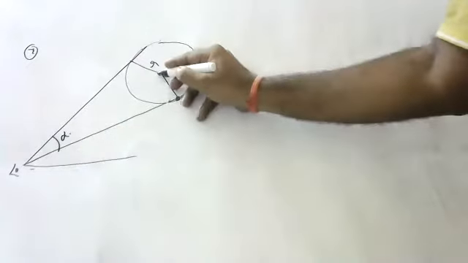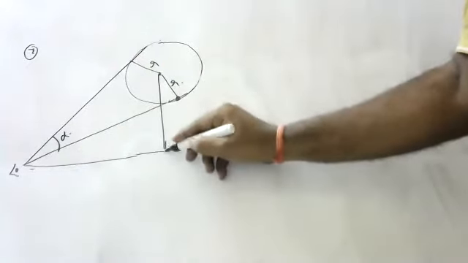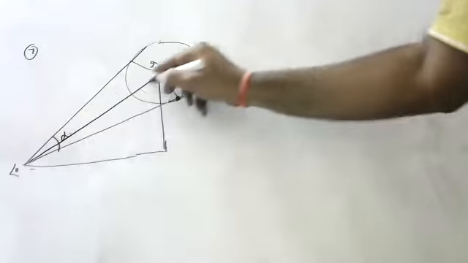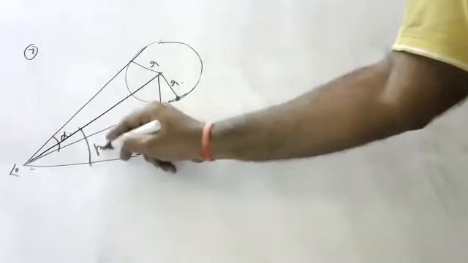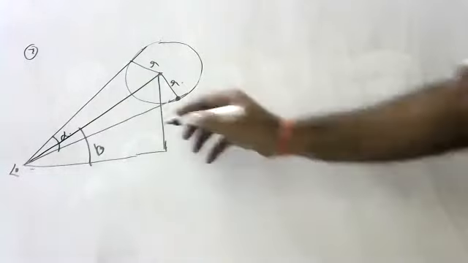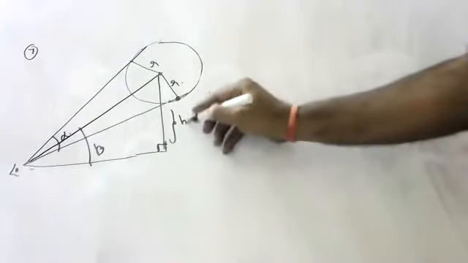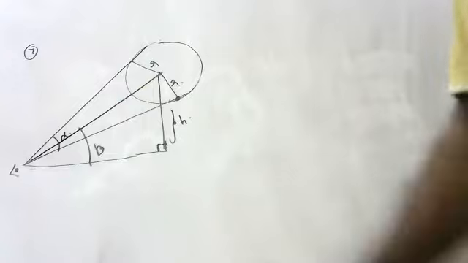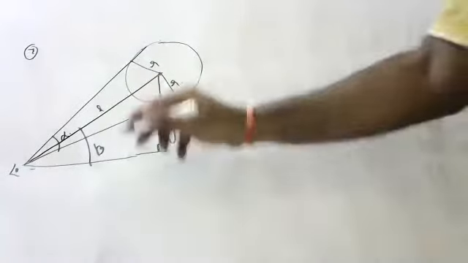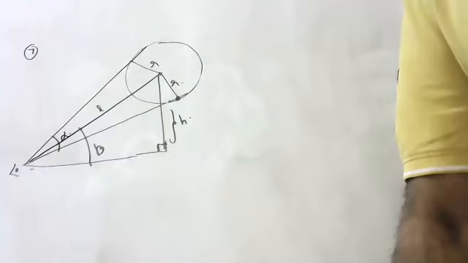Okay. Now, with the ground, this balloon is making an angle of elevation of beta. Question is, what is the height of the balloon? Given that L is the length of the balloon.